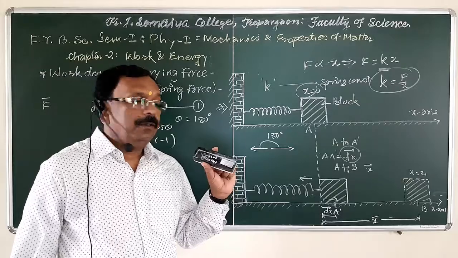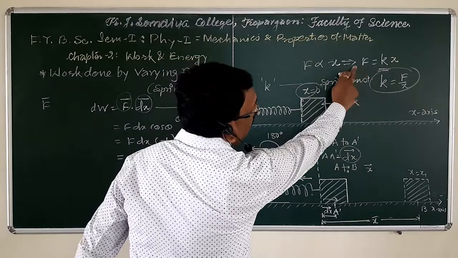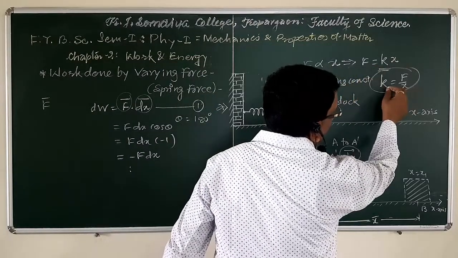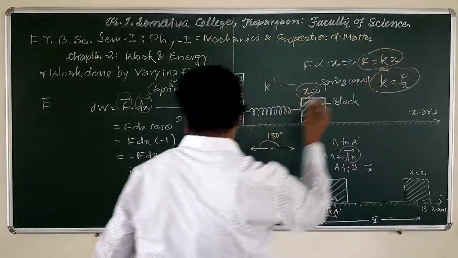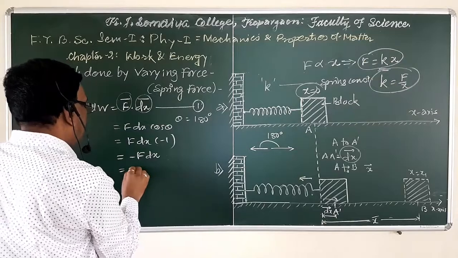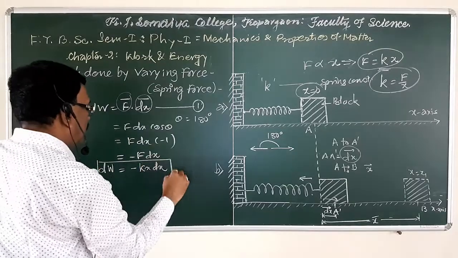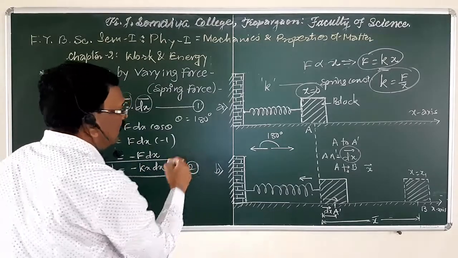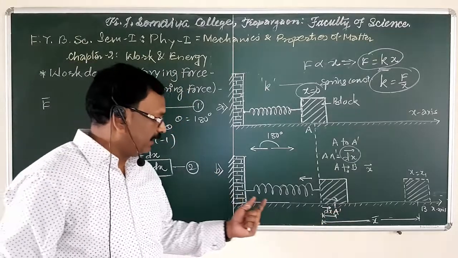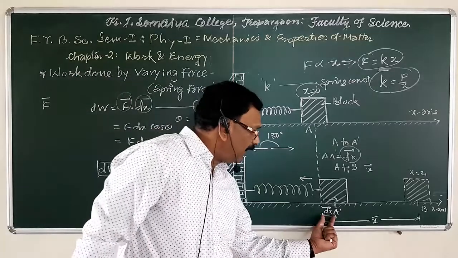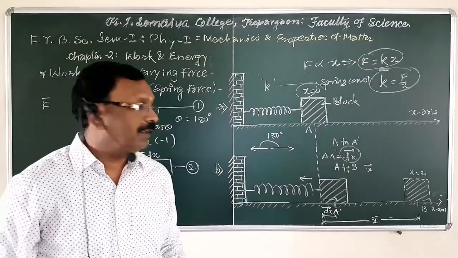Here again F is directly proportional to force, therefore F is equal to kx, and k is equal to F by x. Now we can substitute the value of F into here, therefore we can write minus kx dx. This is the work done for small displacement dx. Did you get it? dW is equal to minus kx dx is the work done for infinitesimal displacement A prime, which is nothing but dx.